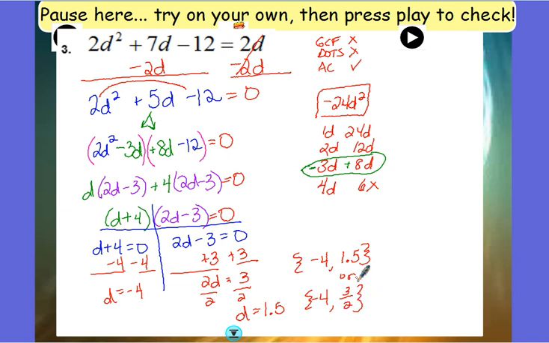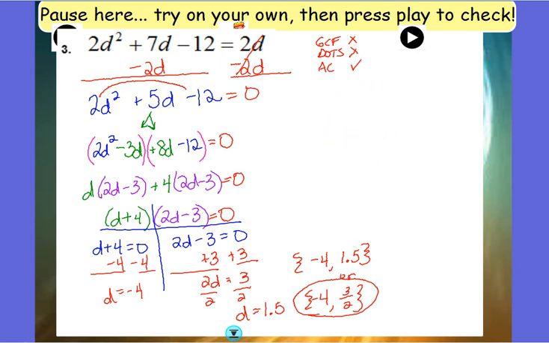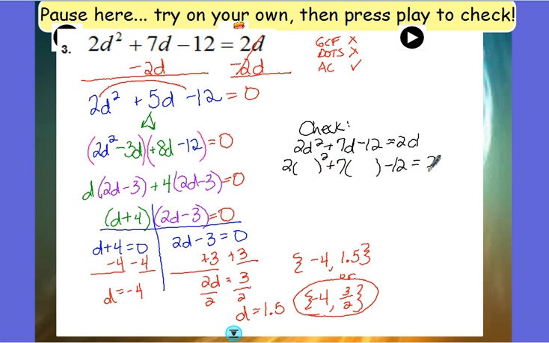Okay. Now before moving on, we should always check our solution. I'm going to move this, make some room. Let's check. 2d squared plus 7d minus 12 equals 2d. So 2 times negative 4 squared plus 7 times negative 4 minus 12 should equal 2 times negative 4. Everywhere you see a d, you should replace it with the solution to find if it's true.